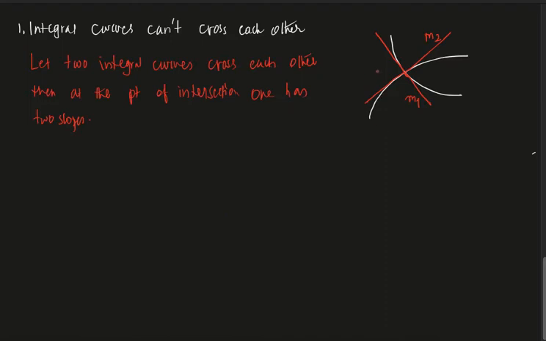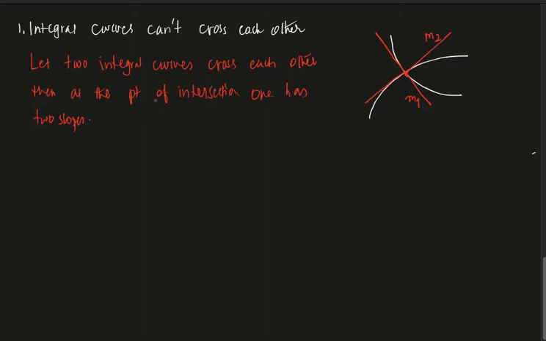It won't be possible, because at this point there is one particular slope. If you remember, every point in R2 has exactly one slope assigned to it. But if they cross each other, then at this point there are two different slopes. That cannot happen, and that is why integral curves cannot touch. And it is also evident analytically.